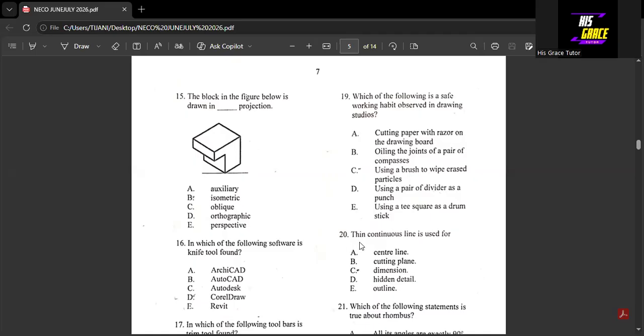Then question 20 says that thin continuous line is used for dimensioning. So the answer to question 20 is option C.